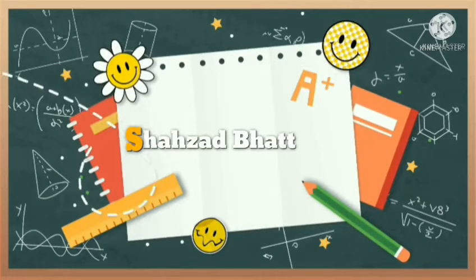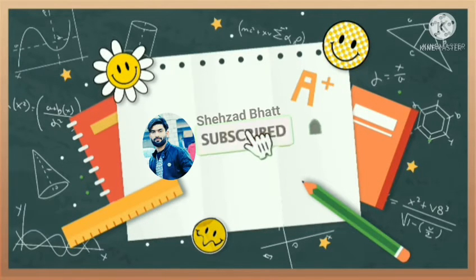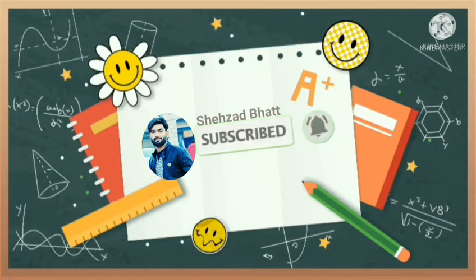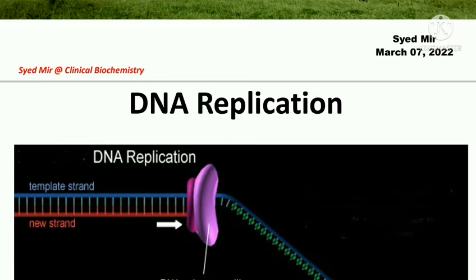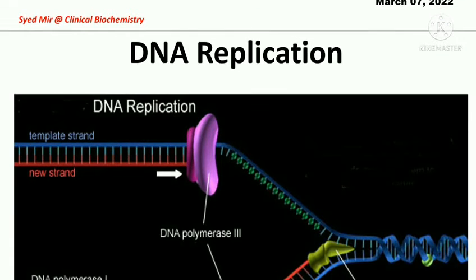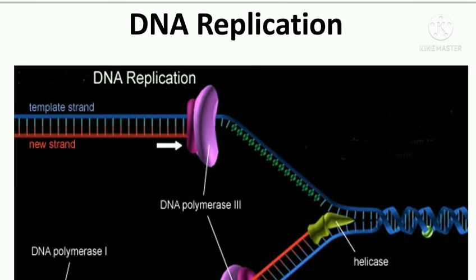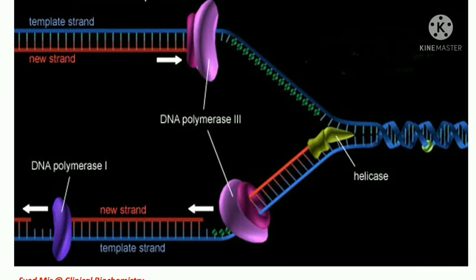Today we will discuss DNA replication in the case of prokaryotes. DNA replication is a process through which DNA is duplicated. DNA is duplicated in both prokaryotes as well as eukaryotes. There is a little difference between the replication of eukaryotes and prokaryotes, which we will discuss later on. First, we will discuss replication in the case of prokaryotes.